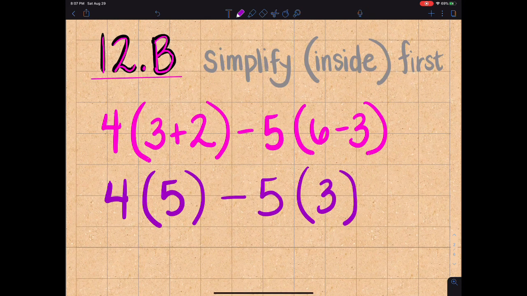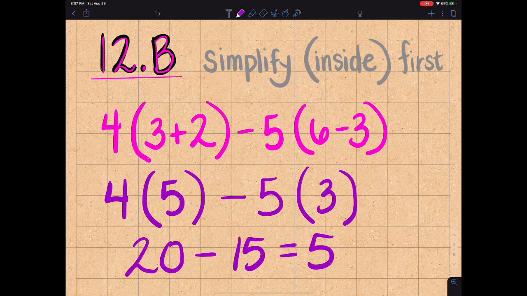It's important for you to show your work on these because I want to see if you're doing it correctly, and I want to see that important middle step here. Of course, you know that this is going to simplify to 20 minus 15, and the answer is 5.